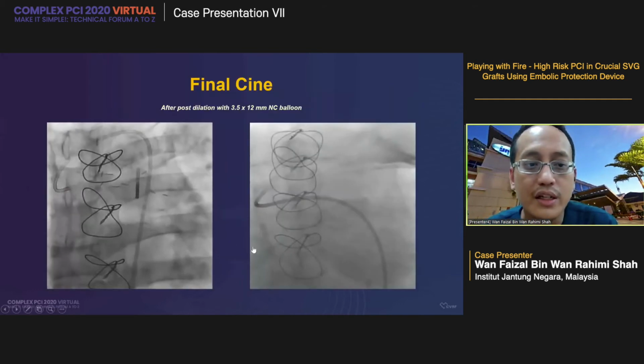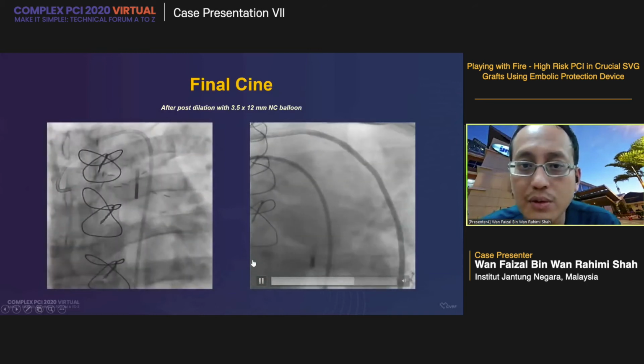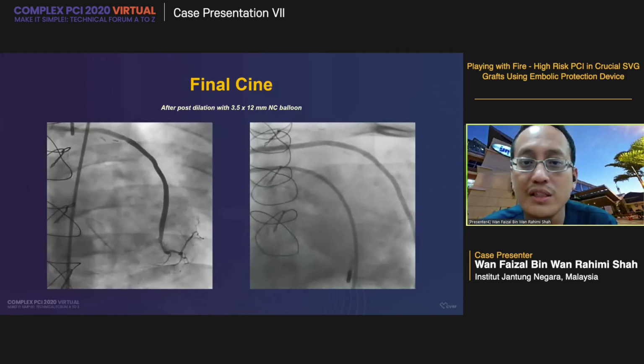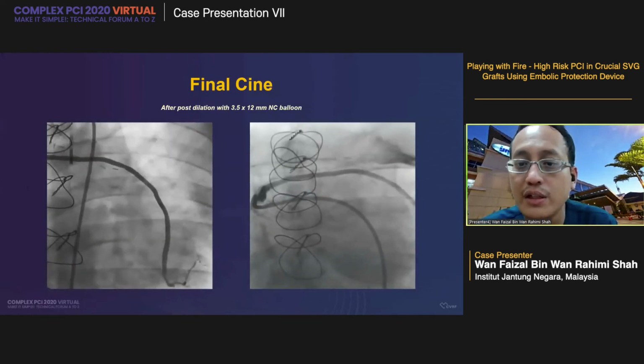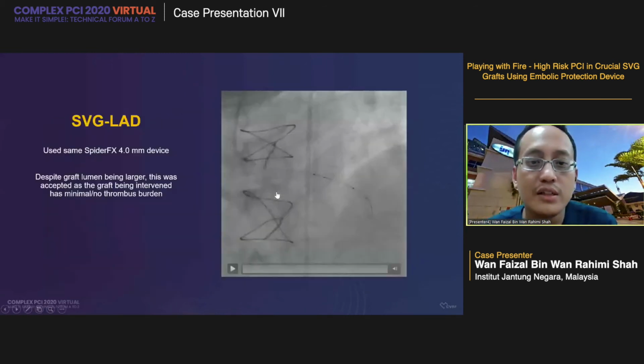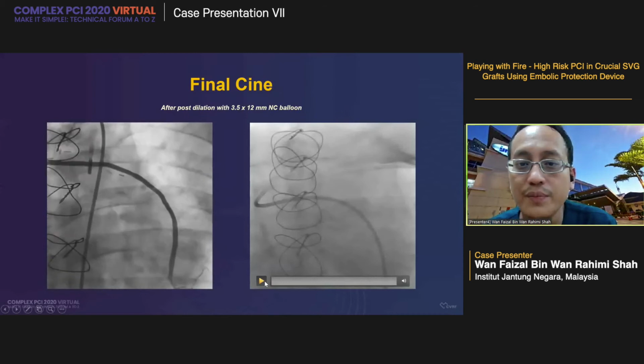Now, after that, we did see the stent size a bit low. I know many people will not post dilate, but we decided to do a gentle post dilation with a 3.5 by 12 millimeter balloon. Otherwise, the result is good, as we can show here after the 3.5 NC.